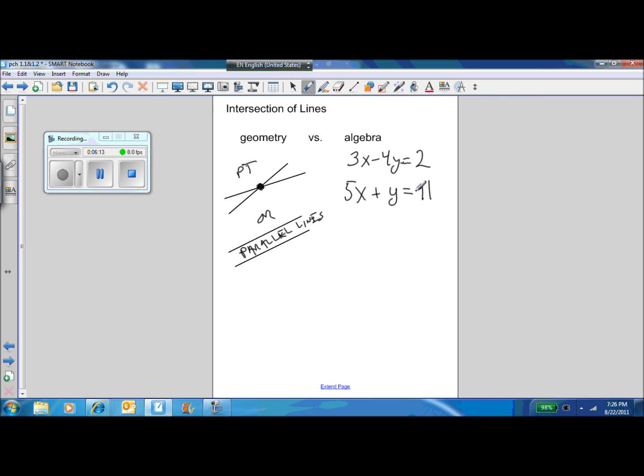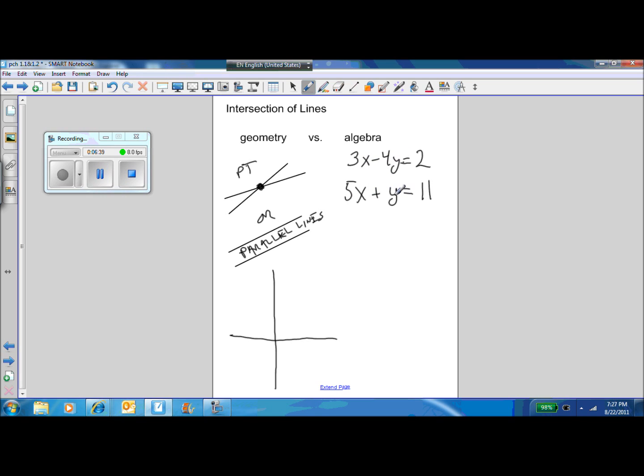3x minus 4y equals 2, 5x plus y equals 11. There's a couple of approaches to solving the intersection of two lines. One way is to see if we can do a good sketch and luck out. Could we possibly figure out where these two cross with some really good graph paper? Well, the intersections of the xy coordinates aren't too nice. They're really not in the nice graphing form.